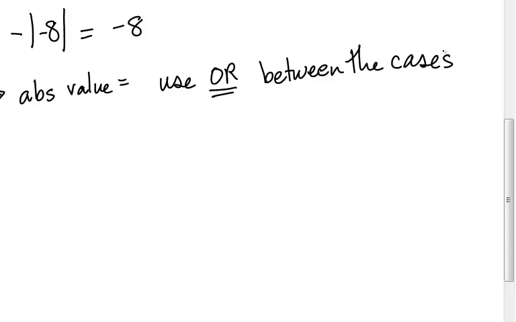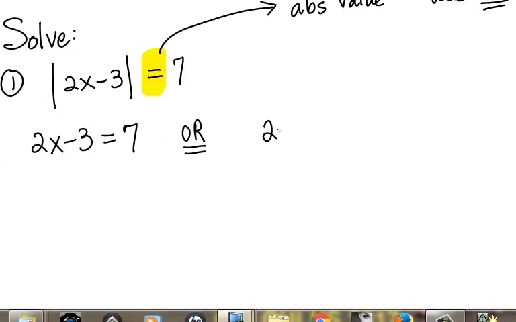To work these, you always take what's inside the absolute value and just bring it down. Then take what's inside the absolute value and take the opposite of the other side. So take 2x minus 3 equals the opposite of 7. That's the other case. Some authors do parentheses and a negative and leave this positive, but your author doesn't. Your author works it like this. Now you work both cases.